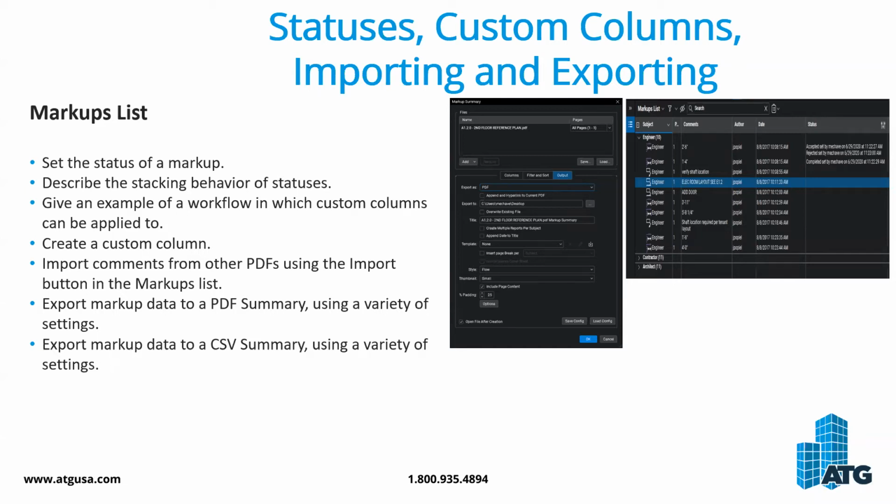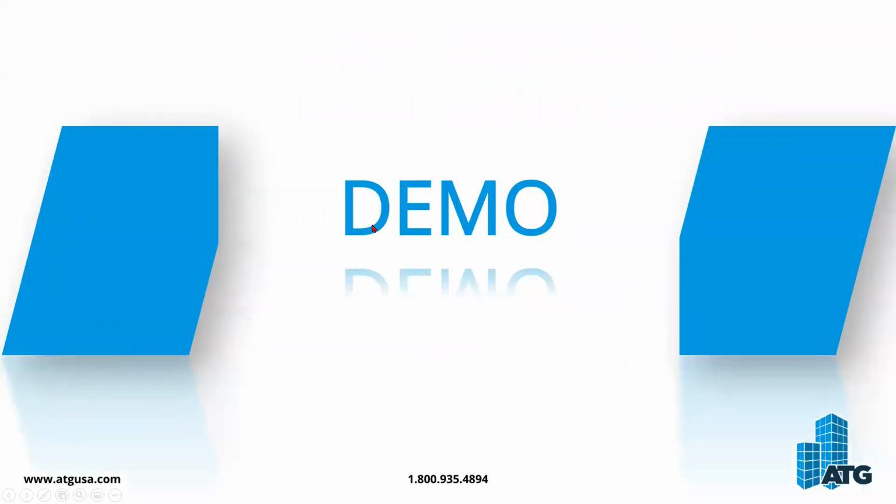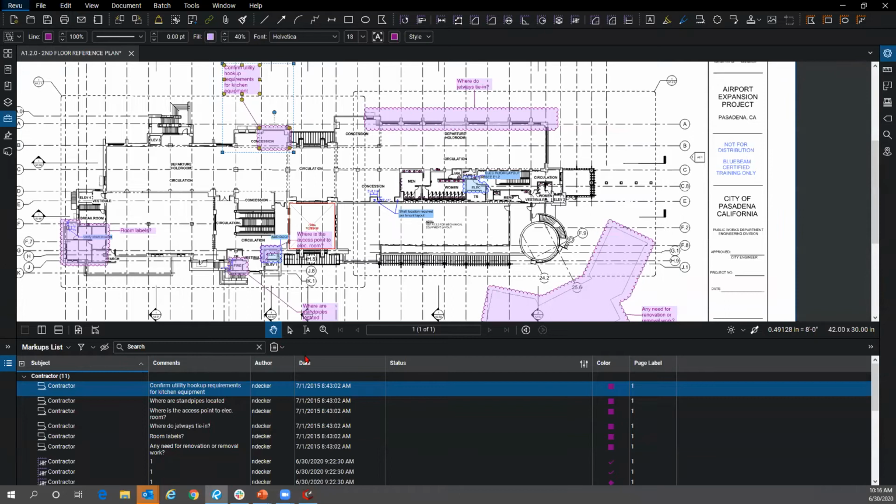We're going to create a custom column. We're going to import comments from another PDF using the import button. We're also going to export markup data to a PDF summary using a variety of settings, and export a CSV summary report for Excel maybe. So again, don't believe in death by PowerPoint. I'm not going to show you images. Let's go right into review here.